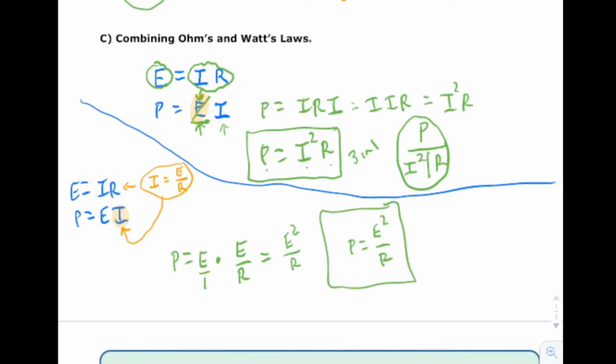So we now have in the rectangular boxes the 4 big formulas. This is also a 3-in-1 because we can set up a little wheel. Actually, we'd have to do it sort of like this. That way, when you put your thumb over the P, you're reading E squared over R, E squared over R. Yep. Okay, cool. So these are the main 4 formulas.